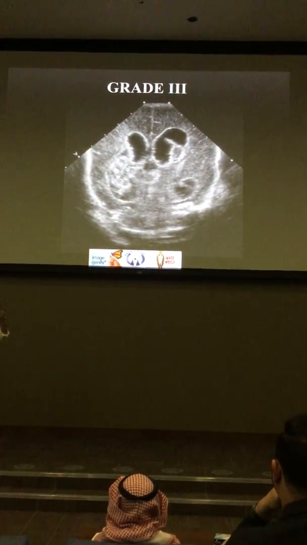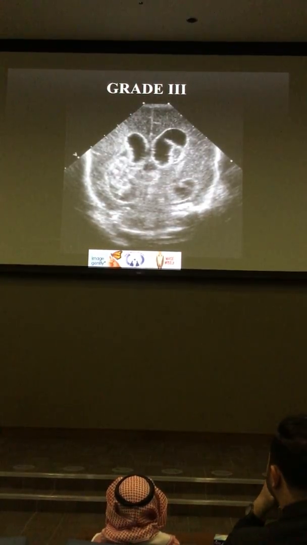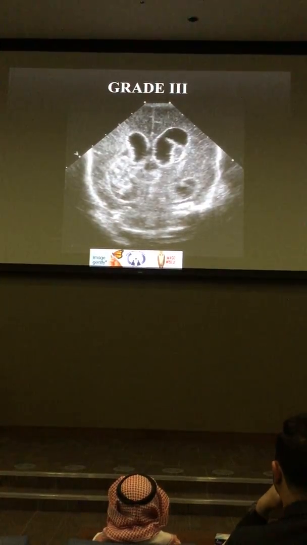So more than 3 millimeters at the coronal plane, and the lateral ventricle, this is your measurement landmark. If it's more than 3 millimeters, that's a dilated ventricle.